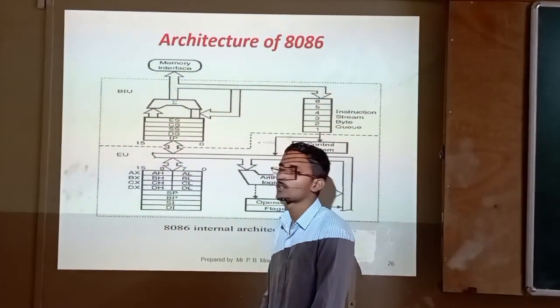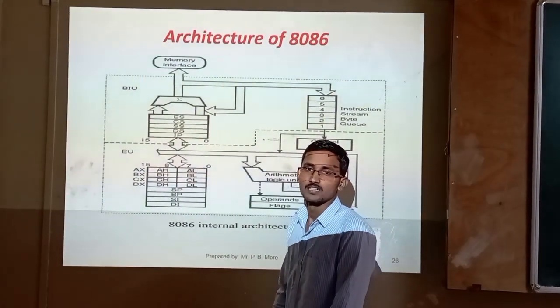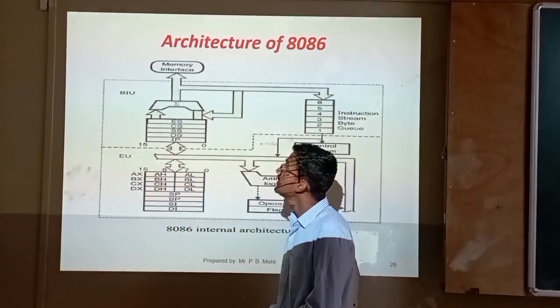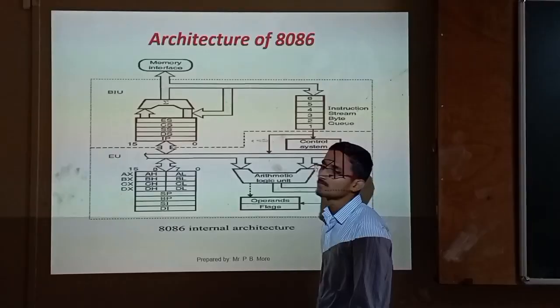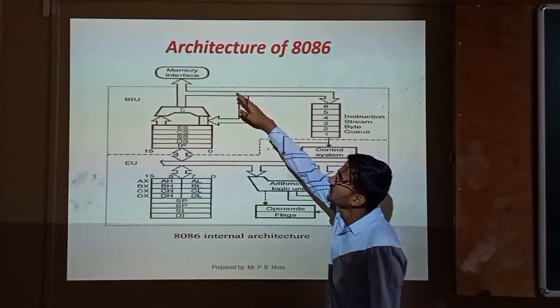Today I am going to present the topic of architecture of 8086 in processor architecture. Now let's see the components of architecture of 8086 microprocessor. First, you will see the memory interface. Now we are going to see about the memory interface.